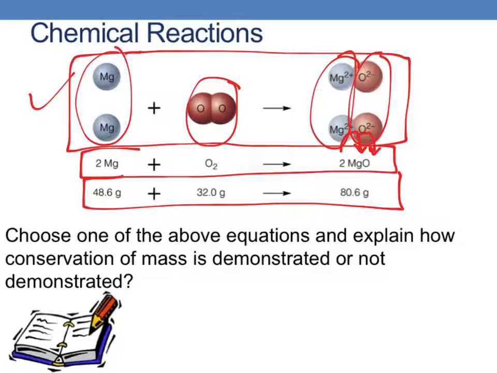Okay, and then what about the third one? Yes. So 48.6 plus 32 gives me 80.6, so it's demonstrated. Now, if this had been some other number, like 90, and you experimentally went in and came out with more than what you started with, then you've contaminated something somewhere. Everybody's good with that?